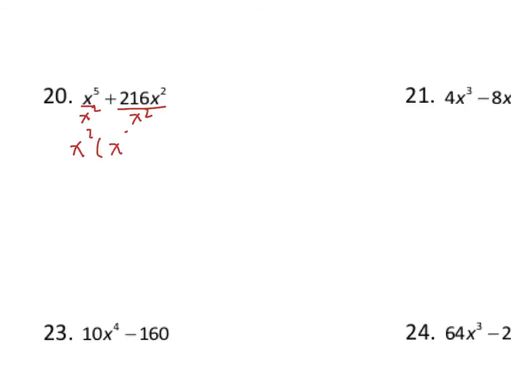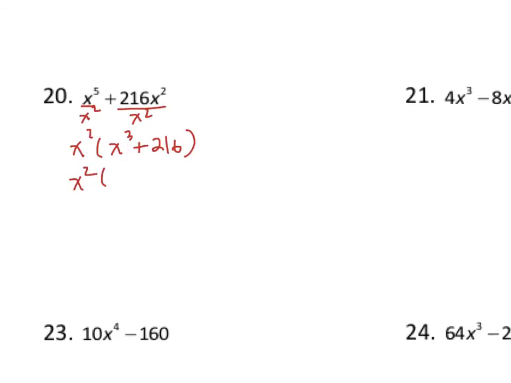So that gives me x to the 3rd plus 216. All right, at this point, I'm not done, because you see that x to the 3rd plus 216 is the sum of cubes. So at that point, you have to recognize, well, I'm doing the sum of cubes, so now I've got to continue factoring.